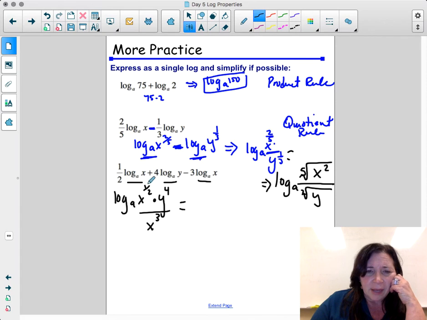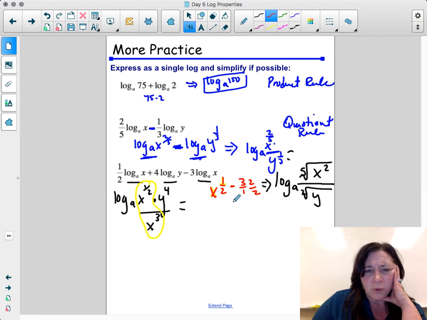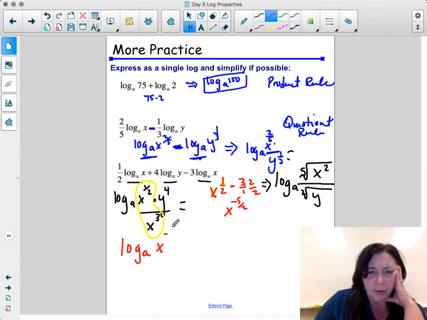So see how I have the same base? See how I have x and I have an x down here? Well, we're going to keep the base, which is x. So we have x to the 1/2 power minus the 3rd power. I'm going to multiply that and make that 2/2. So I have 1 minus 6. Well, 1 minus 6 is -5. So I actually have x to the -5/2 power. So I get log base A of x to the -5/2 power times y to the fourth power.